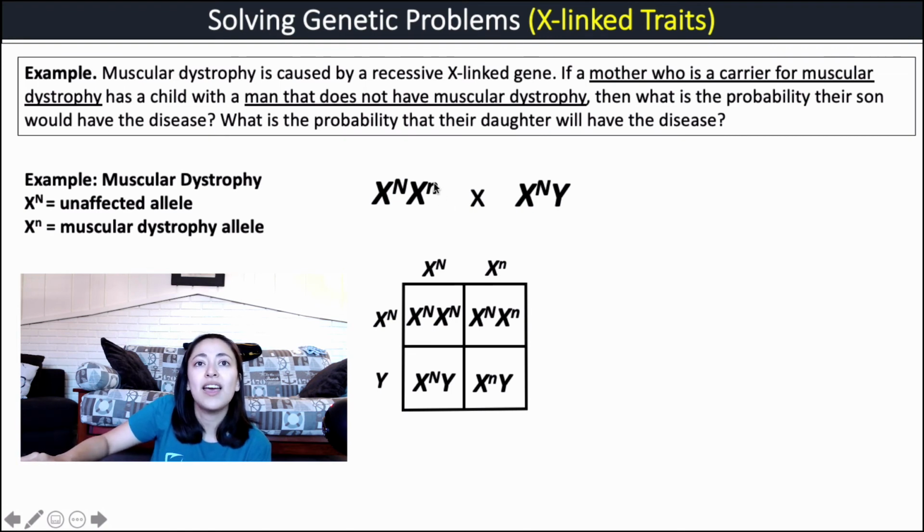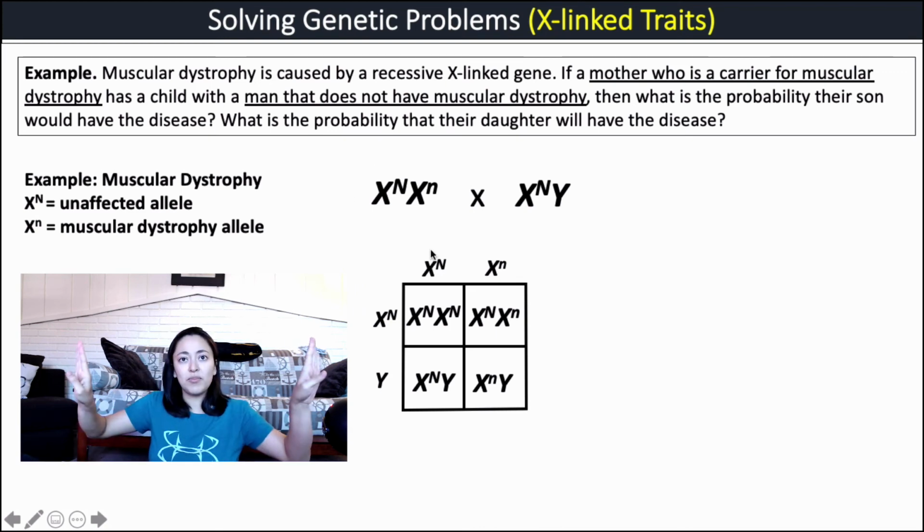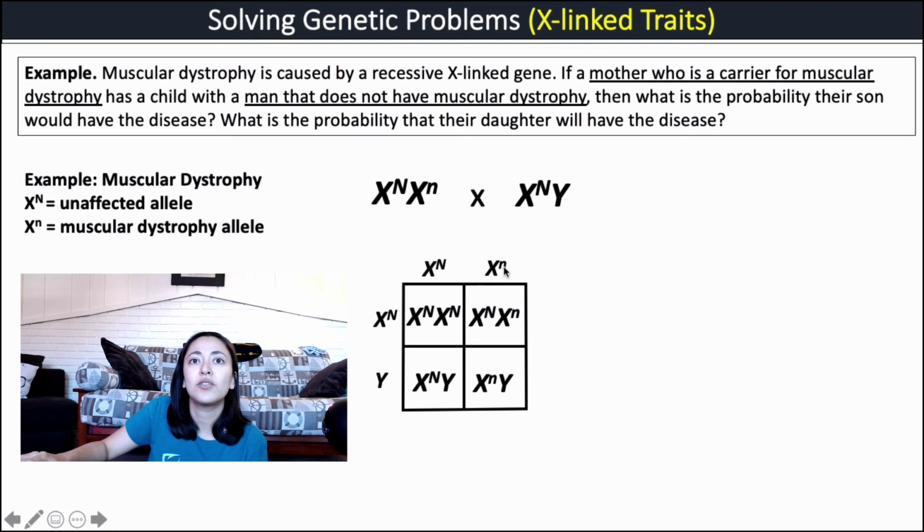So if you're X big N and X little n, what gametes could this mother make? Well, those alleles would separate. So it'd be X big N or X little n she could give to her offspring. This male could give an X big N or a Y. And so let's combine these gametes together. If these two come together, we get X big N, X big N. These two come together, we get X big N, X little n. If this one and this one come together, we would get X big N, Y. And these two came together here, we would get X little n and Y.